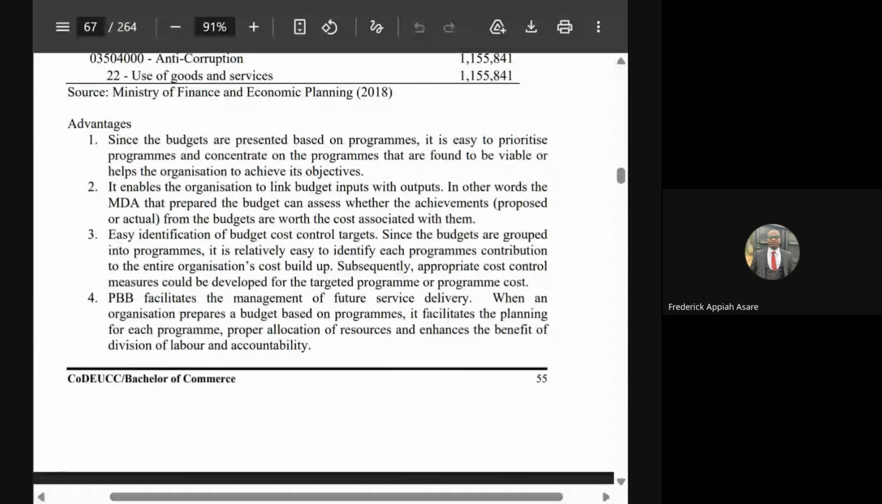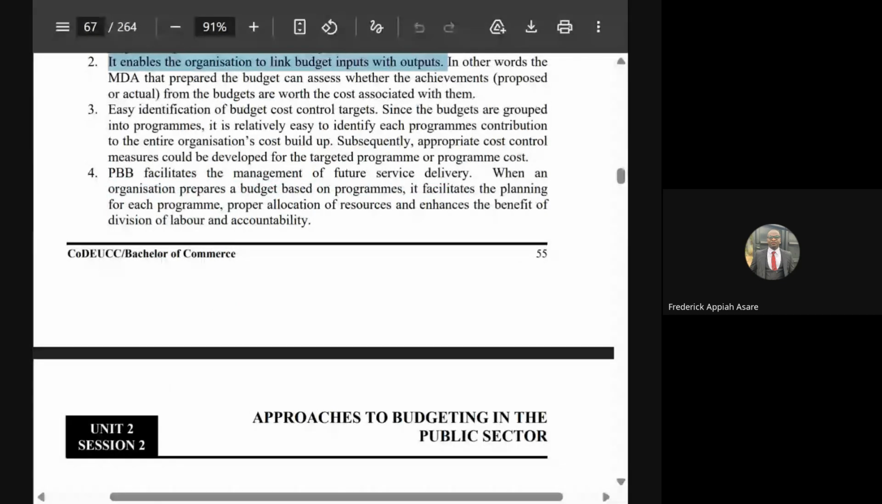Now, these are the advantages. It's easy to prioritize programs and concentrate on programs that are found to be viable. All these programs also come with their income, their inflows. So if they realize that a program will bring in more inflows, then they will go for it. It enables the organization to link budget inputs with outputs. Yes, because now you know what you are sending to the program and how much you're going to get in return. For easy identification of budget control targets, you can easily control it. It facilitates management of future service delivery as well.